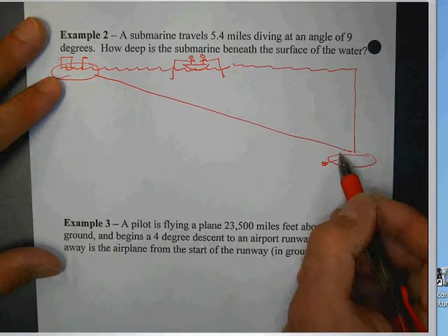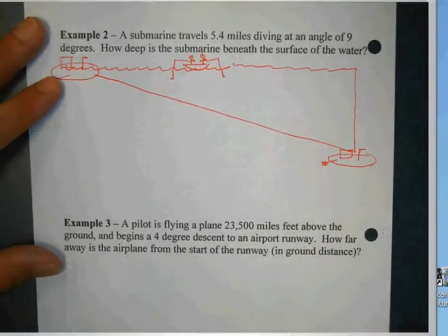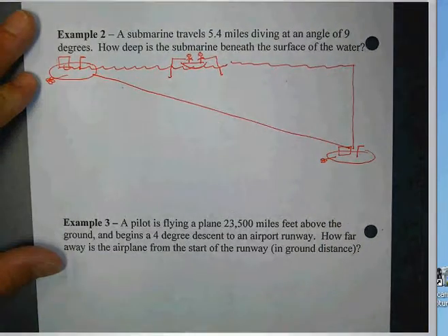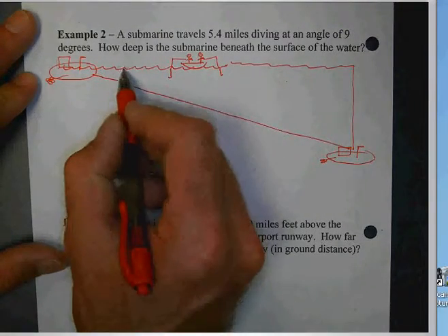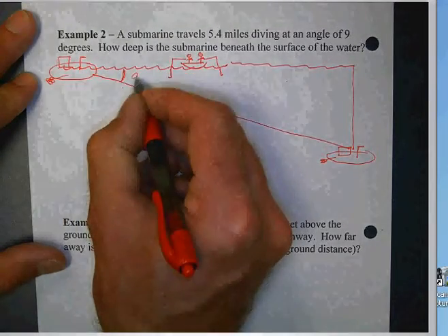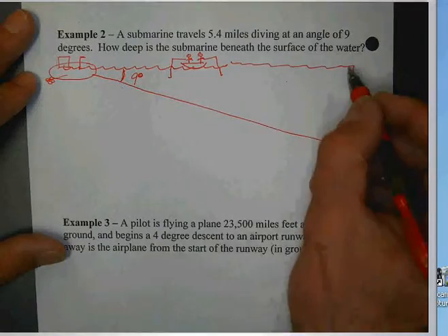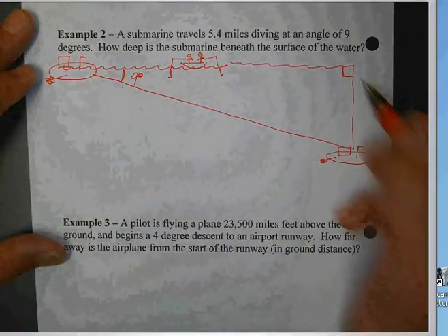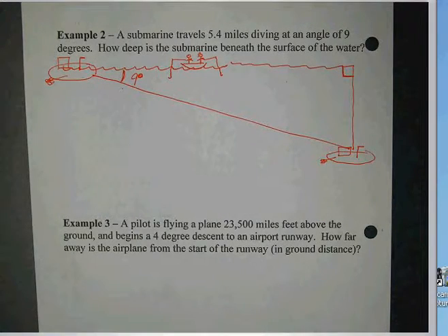All right, here's our submarine. It's dived 9 degrees. So where do I put the 9 degrees? Right in here. Where's my right angle? Up here. So now here's the question. The 5.4, does that go on the water or the diagonal?